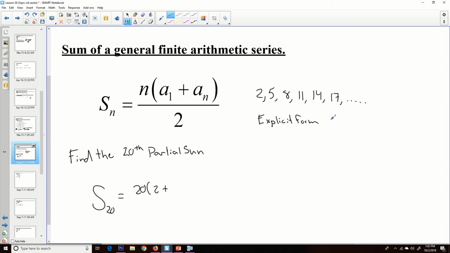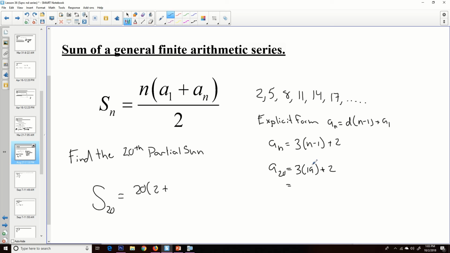And remember from the previous page, a sub n equals the common difference times n minus 1 plus the first term. And so our explicit form, a sub n, will be equal to, well, what's the common difference here? The difference between 11 and 8 is 3. The difference between 8 and 5 is 3. The difference between 5 and 2 is 3. So my common difference is 3, times n minus 1, and then my first term would be 2. So there's my equation. If I want to find the 20th term, a sub 20, I'm going to go 3 times 19, because 20 minus 1 will be 19, plus 2. And so let's see here.